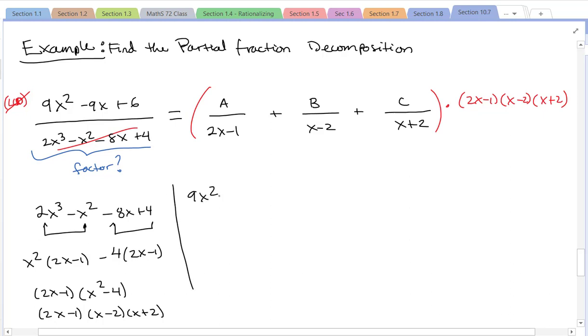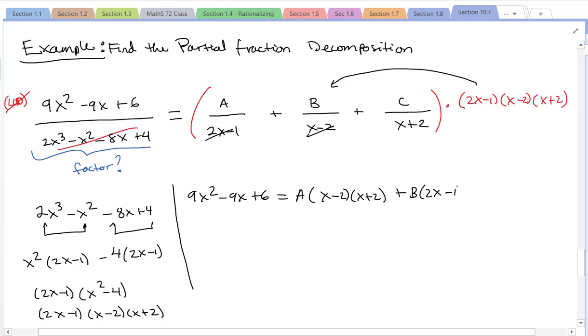I'm going to have 9x squared minus 9x plus 6 equals, when I multiply these out, the 2x minus 1 is going to cancel with the 2x minus 1 here. So I'm going to be left with A times x minus 2, x plus 2, plus, and then when I multiply the LCD by B, the x minus 2 is going to cancel. So I'll be left with B times 2x minus 1, x plus 2. And when I multiply it by the last term, the x plus 2 is going to cancel, but these two will remain, so it'll be plus C times 2x minus 1, x minus 2.